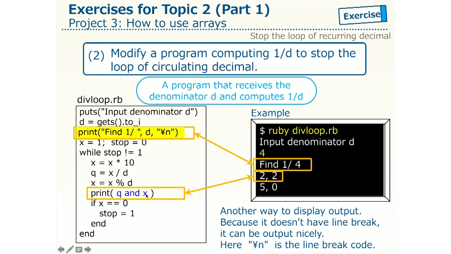Similarly, this print command should be written this way. This means to display 4 strings. The first one is the value of the variable q. The second one is comma and space. The third one is the variable x, and the last one is again the line break. Note here that we need to state what we want to display explicitly, even a comma or the space.